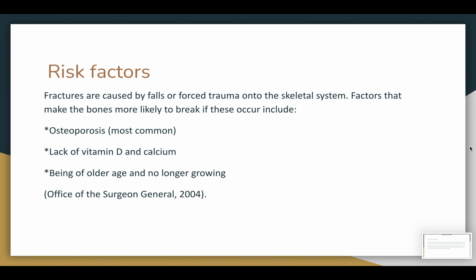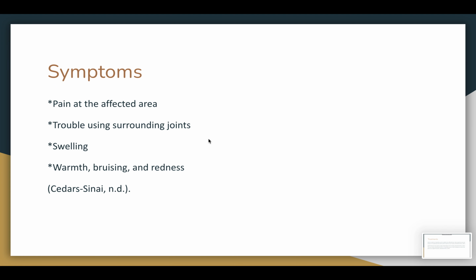Risk factors of bone breaks include osteoporosis, which is the most common factor. Lack of vitamin D and calcium can also contribute, due to the calcium in the body needing to break down, so those osteoclasts need to break down the bone, which makes the bones weaker. And being of older age and no longer growing also causes the weakening of bones. Fractures also occur due to trauma, so any sort of trauma can also be a risk factor.